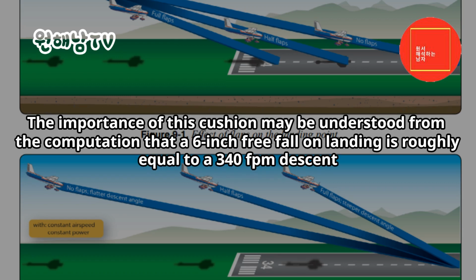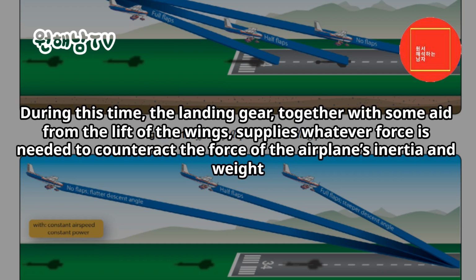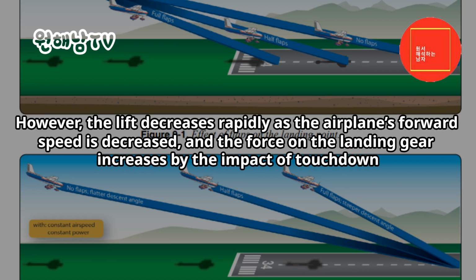The importance of this cushion may be understood from the computation that a 6-inch free fall on landing is roughly equal to a 340 fpm descent. Within a fraction of a second, the airplane gets slowed from this rate of vertical descent to zero without damage. During this time, the landing gear, together with some aid from the lift of the wings, supplies whatever force is needed to counteract the force of the airplane's inertia and weight. However, the lift decreases rapidly as the airplane's forward speed is decreased, and the force on the landing gear increases by the impact of touchdown.